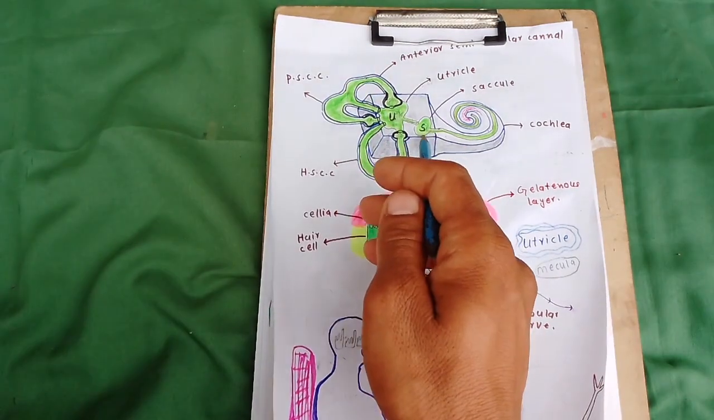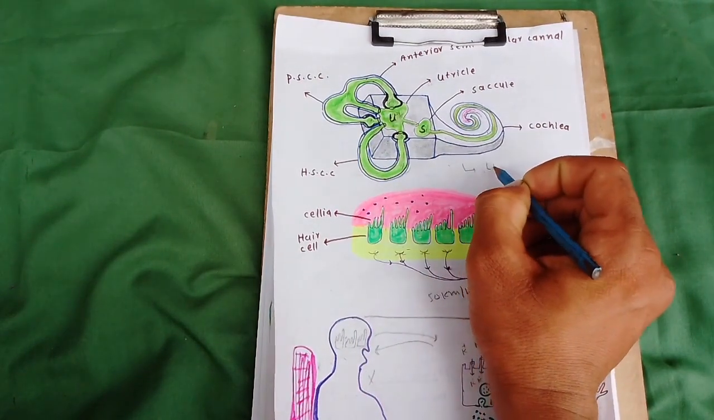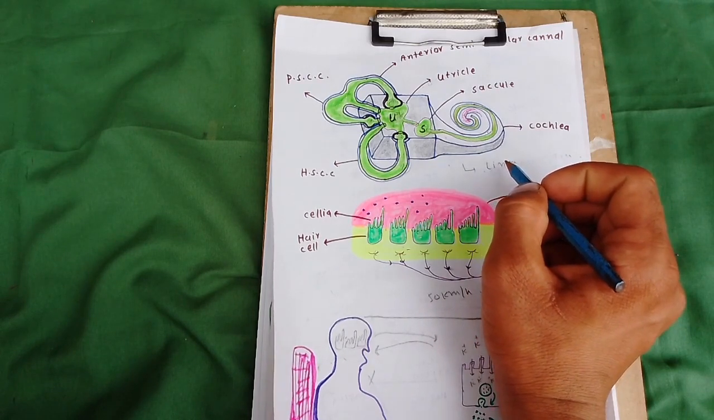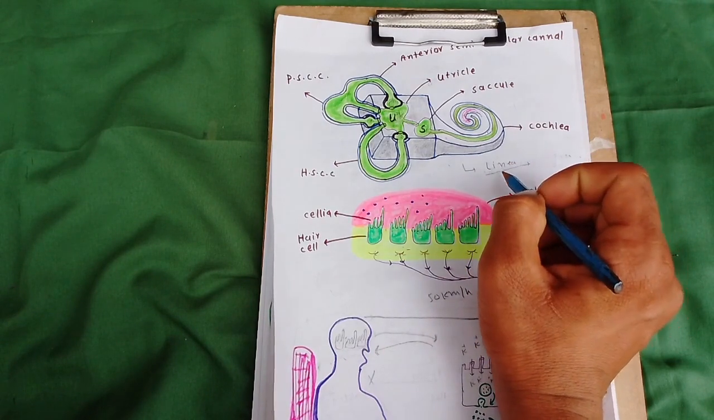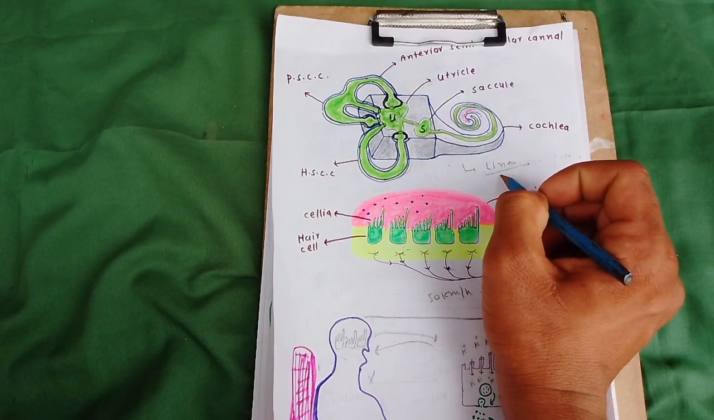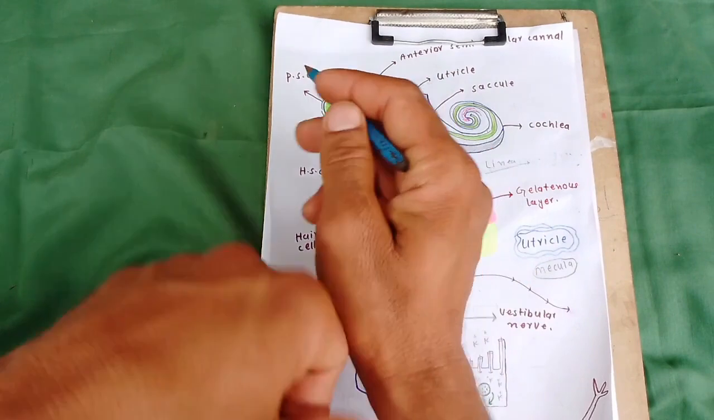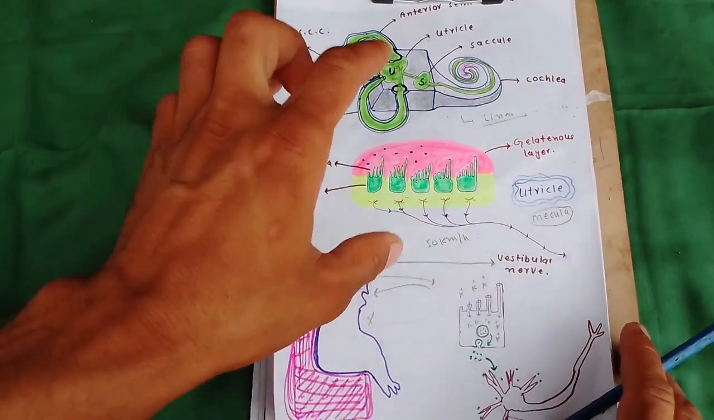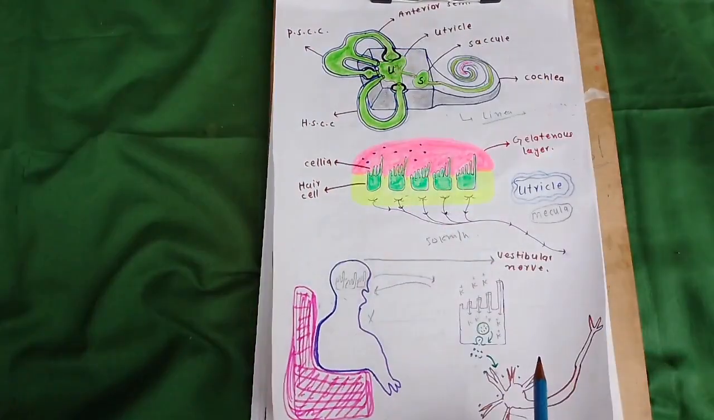So the utricle and saccule are responsible for controlling the body position, posture, and equilibrium during linear acceleration. Linear acceleration is forward, backward, right, left, up, and down. But rotational acceleration is controlled by the canals. So what is the utricle? First the utricle, then the saccule, and then the three semicircular canals.